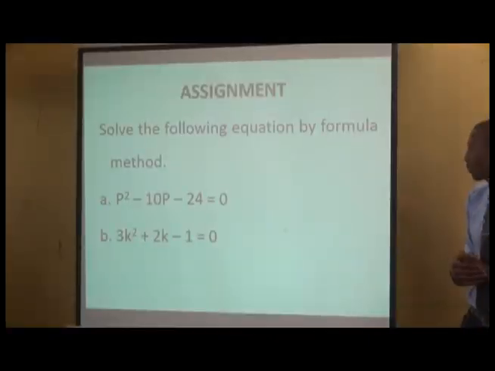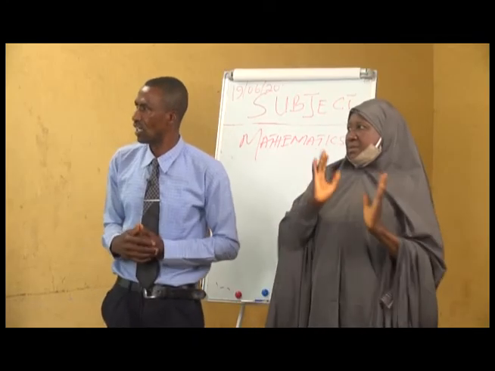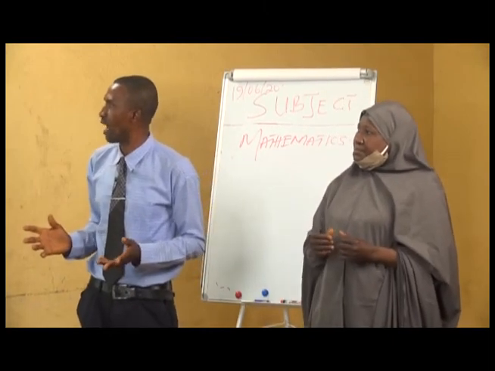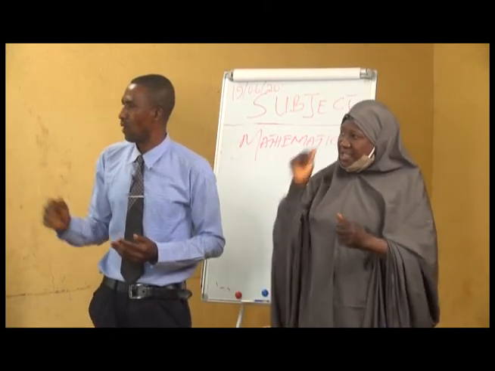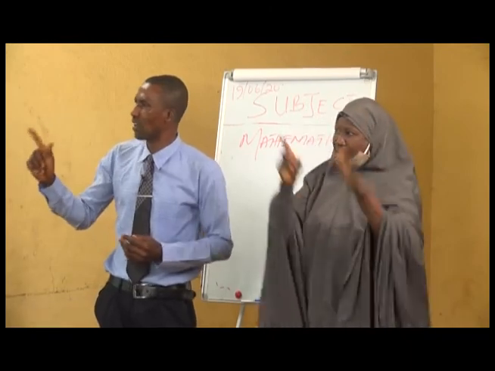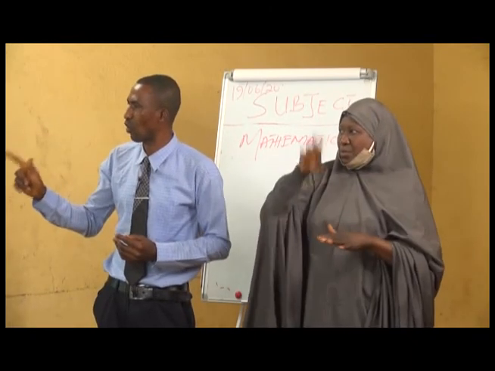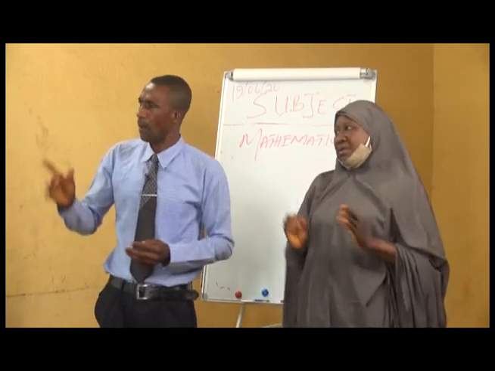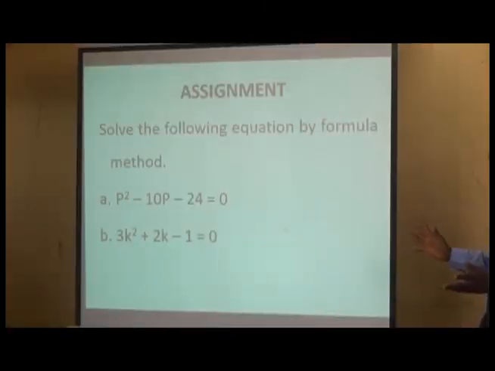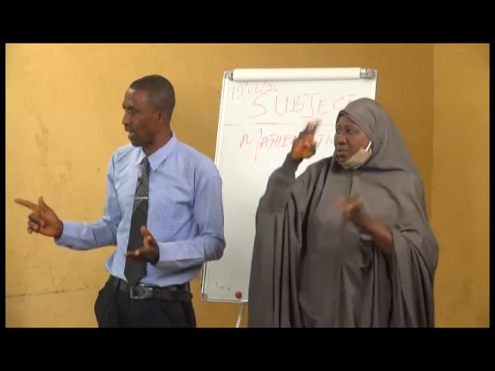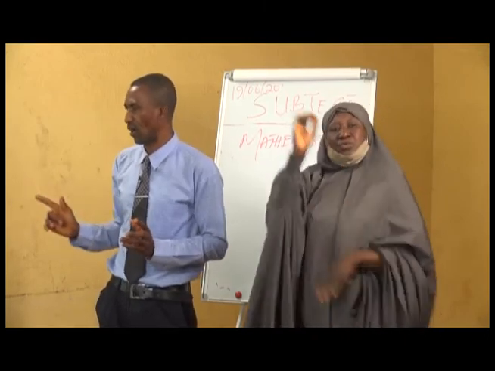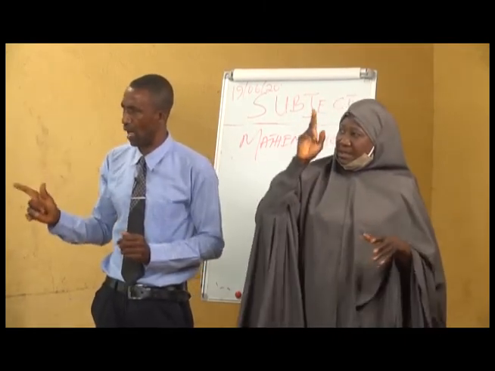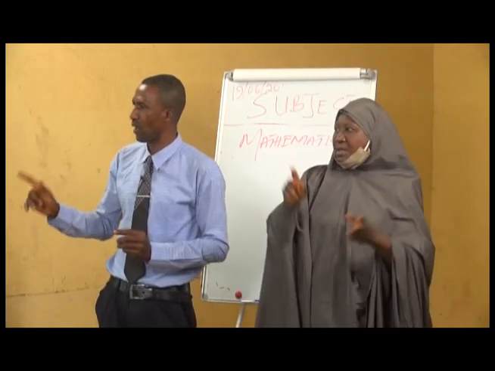Here is the assignment. Solve the following equations by formula method. A, p squared minus 10p minus 24 equals 0. I repeat, p squared minus 10p minus 24 equals 0. B, 3k squared plus 2k minus 1 equals 0. I repeat that, 3k squared plus 2k minus 1 equals 0.